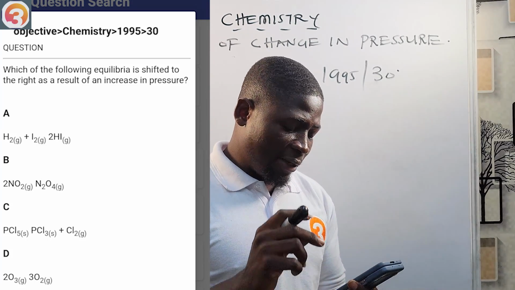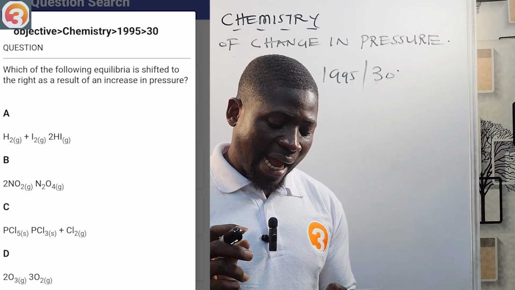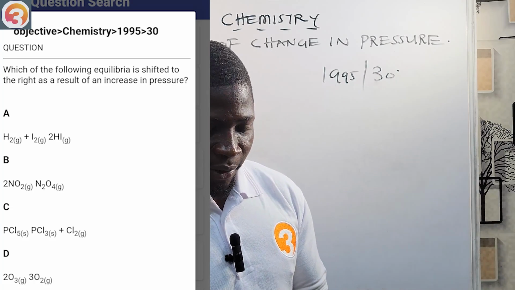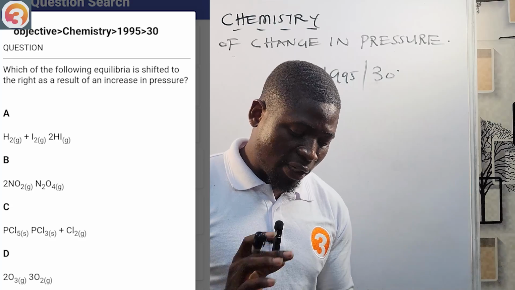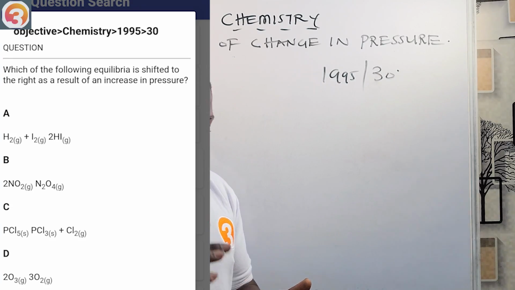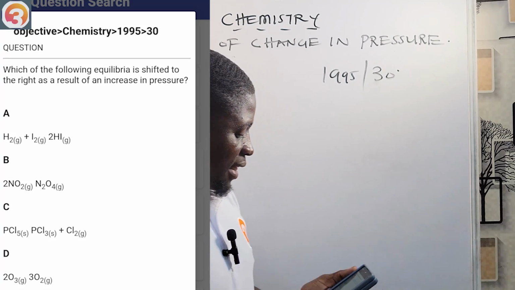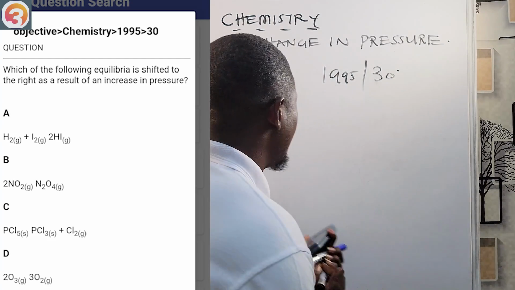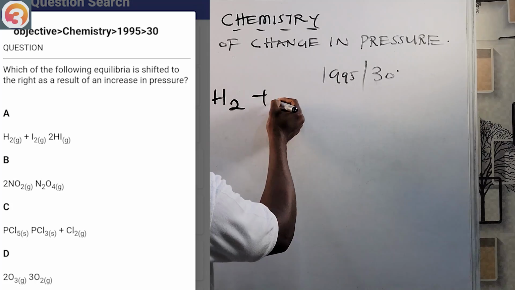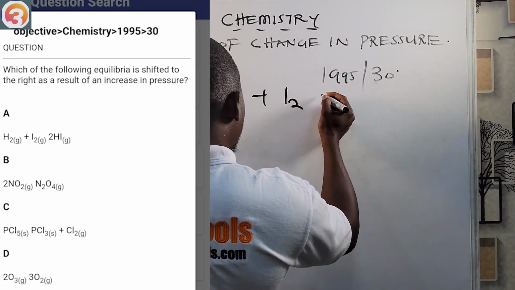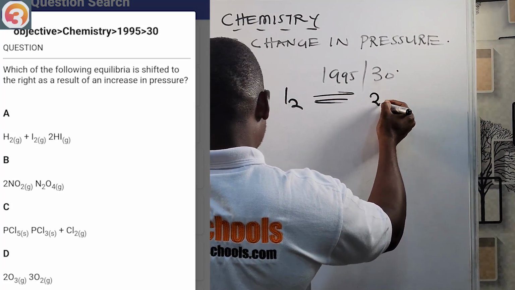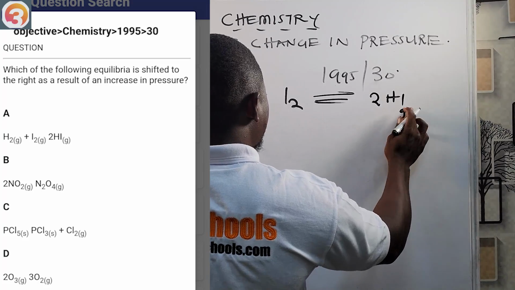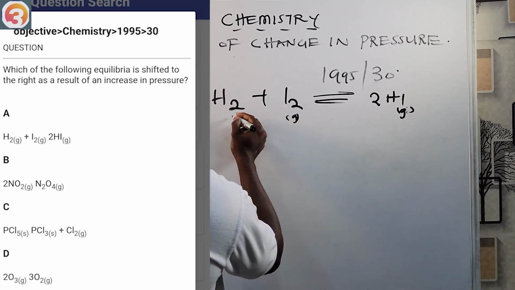We're having H2 plus I2 to give you 2HI. They are all reversible reactions. Let me write it out: H2 plus I2 to give you 2HI. This gas, this gas, this gas.